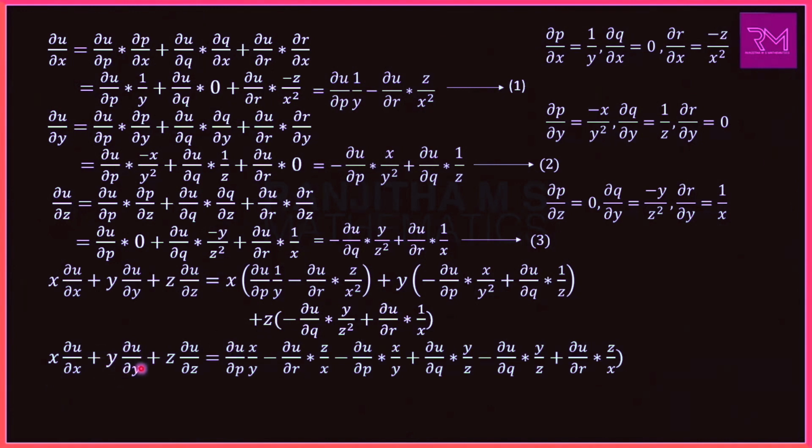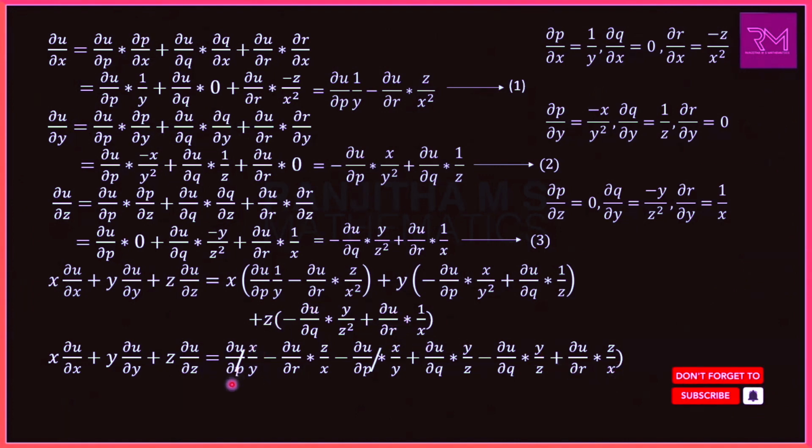We get x into del u by del x plus y into del u by del y plus z into del u by del z, which is equal to, if we multiply x inside the bracket, del u by del p into x by y minus, here x gets cancelled, the remaining is del u by del r into z by x. Here plus into minus minus, if we multiply y inside the bracket, y gets cancelled, we get minus del u by del p into x by y plus del u by del q into y by z. If we multiply z inside the bracket, we get plus into minus minus, one z gets cancelled, we get minus del u by del q into y by z plus del u by del r into z by x.